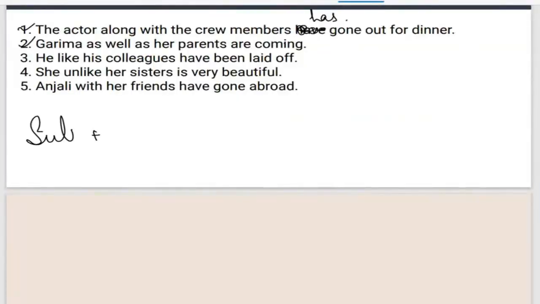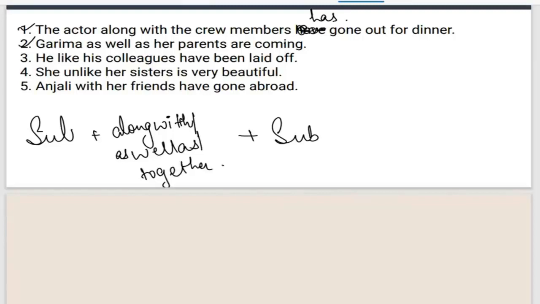Okay, so I'll give you the rule first. Till now we have studied the subject when it is connected by and. But and is not the only conjunction. There can be other conjunctions which can join two subjects, like along with, as well as, together with, etc. I'll give you the list of conjunctions.